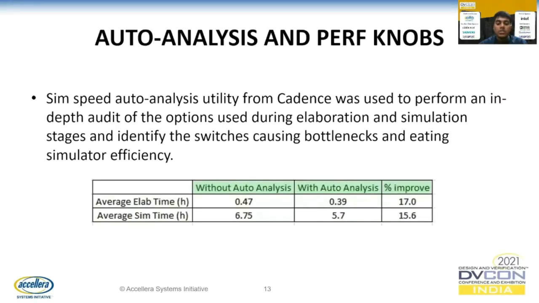SimSpeed auto analysis was used to perform an in-depth audit of the options used during the elaboration and simulation stages and identify the switches causing bottlenecks and eating into the simulator's efficiency. The debug access authority was provided only to a few instances and modules. The performance switches along with the latest tool versions resulted in an improvement in elaboration and simulation times by 15 to 17%.